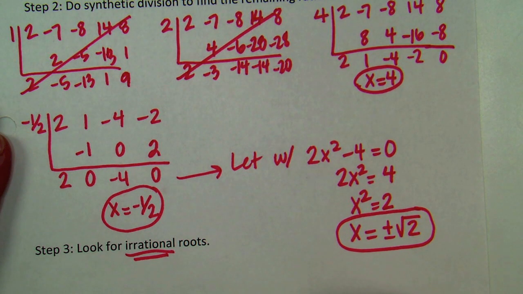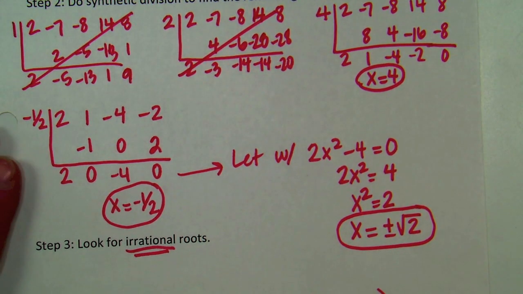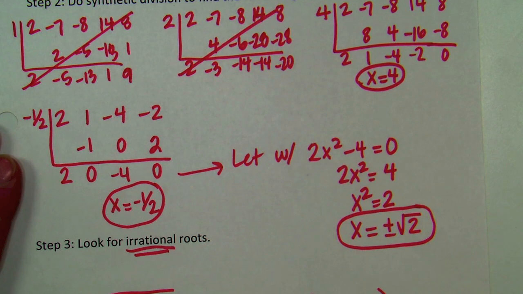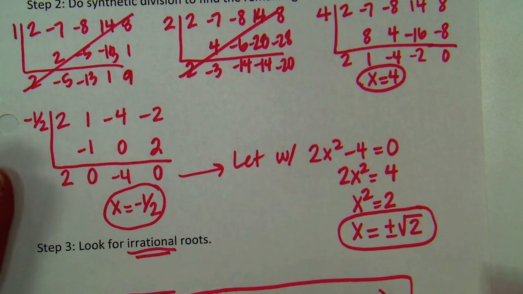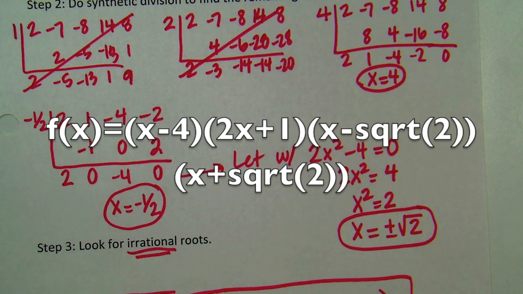So we get f of x equals x minus 4 times 2x plus 1, that comes from our negative 1/2, times x minus root 2 and x plus root 2.